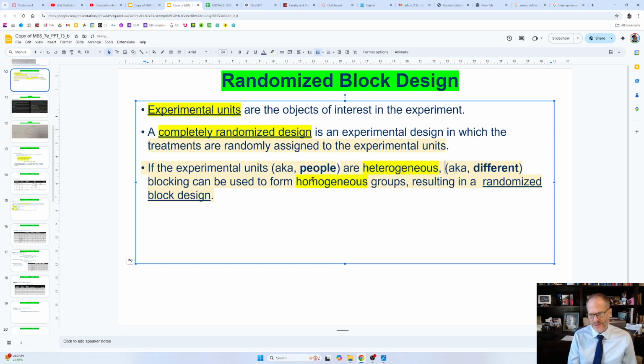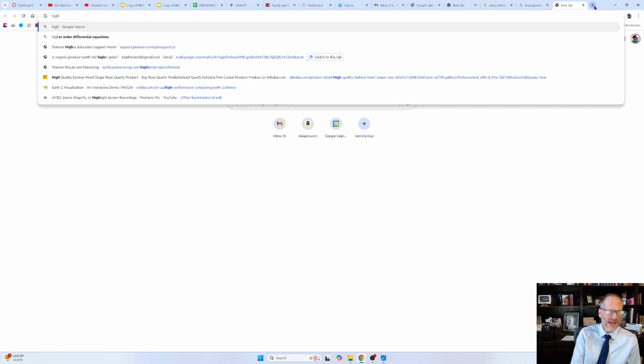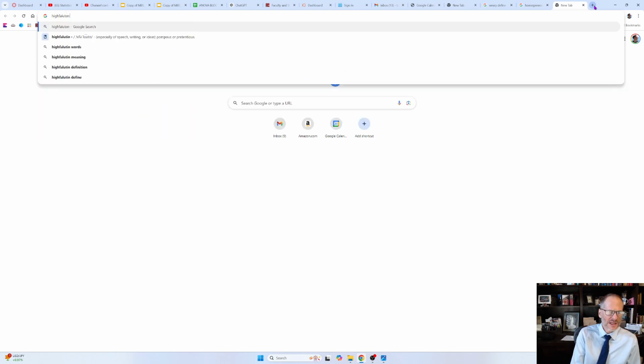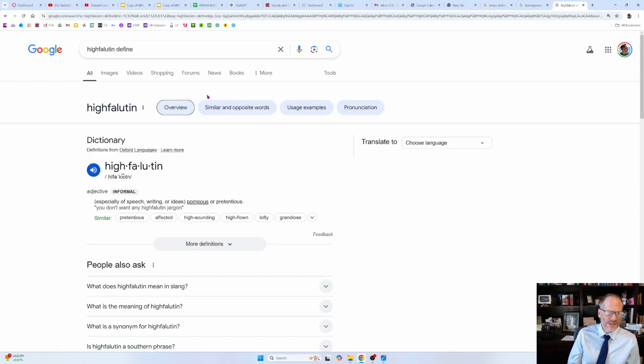Look at the distances we have to go to understand stuff because they're using highfalutin language, ladies and gentlemen. Highfalutin, define. That's not spelled correctly. Highfalutin.